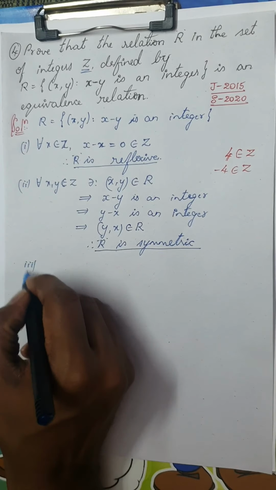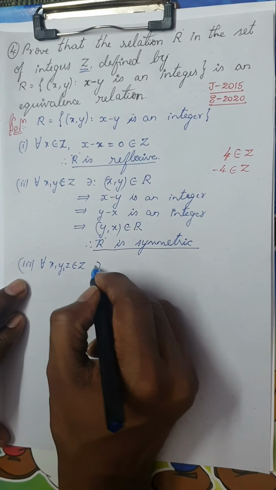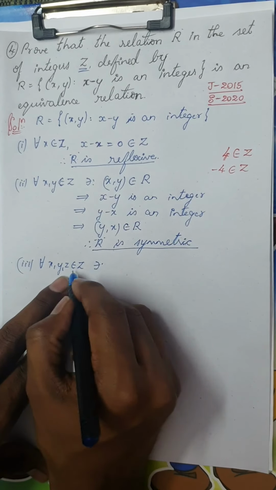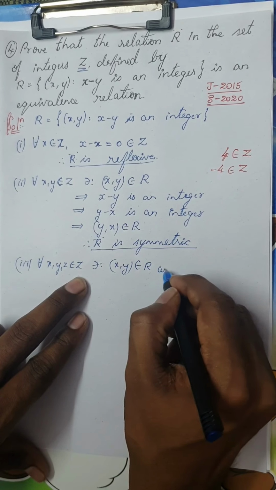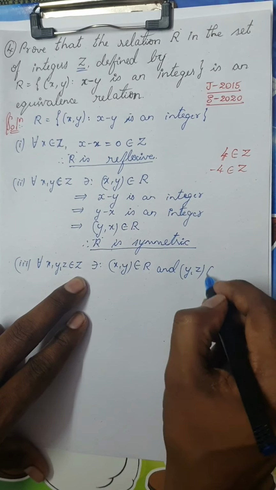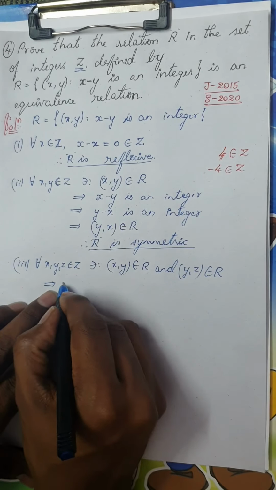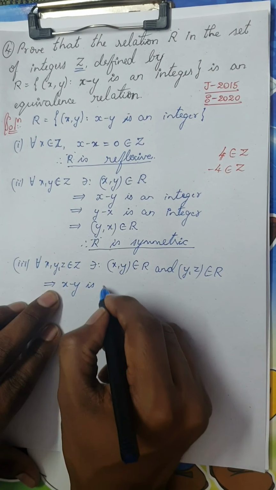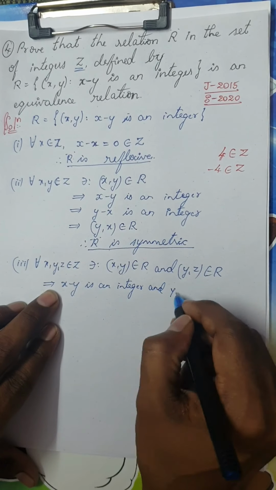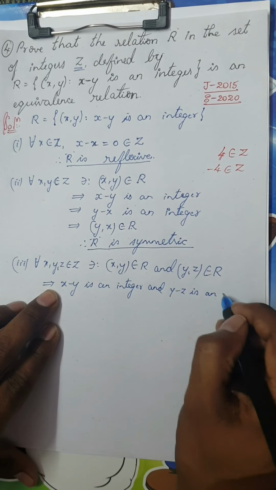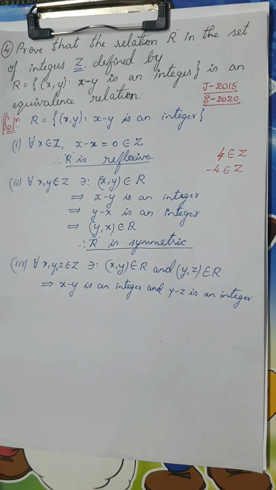So going on to the third one, let me take 3 elements x, y and z which belong to Z, such that I will take x minus y belongs to R and y minus z belongs to R. Okay, what do you mean by x minus y belongs to R? So I can write x minus y is an integer, and from this I can write y minus z is an integer. Are you following? I hope you are not confused.